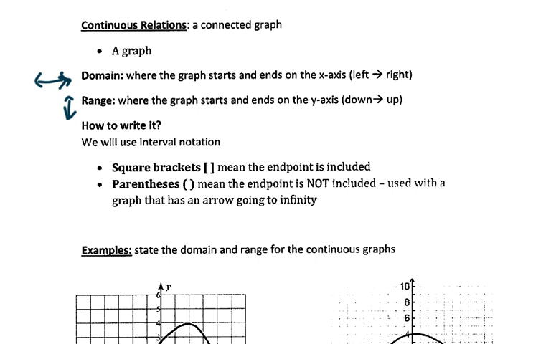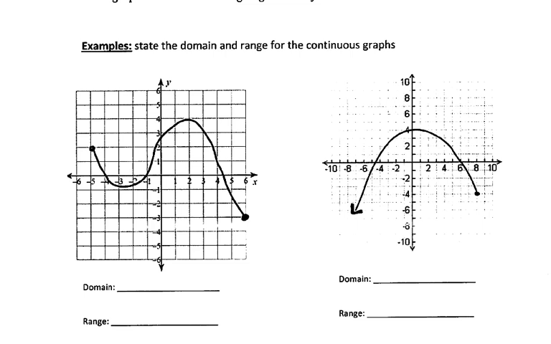Now, this has a different interval notation that we use. We are going to use these square brackets, which means the endpoint's included and it physically ends there. The parentheses mean the endpoint is not included, and it is used when the graph has an arrow going to infinity. So let's go ahead and take a look at these. We're going to state the domain and range for the continuous graphs.